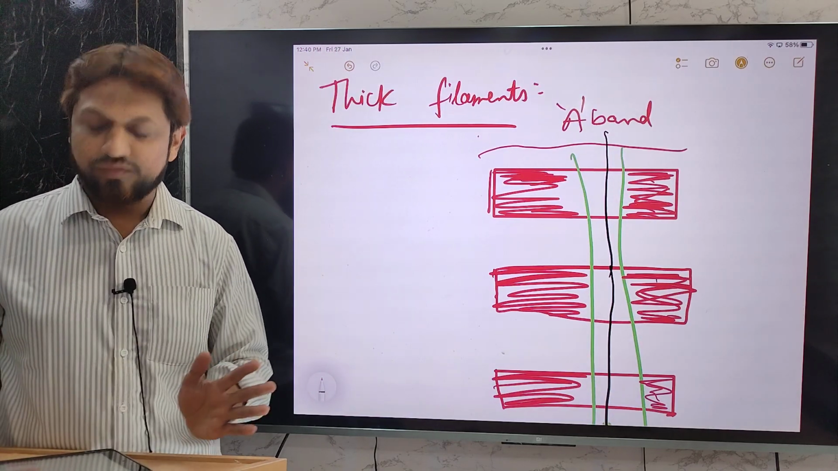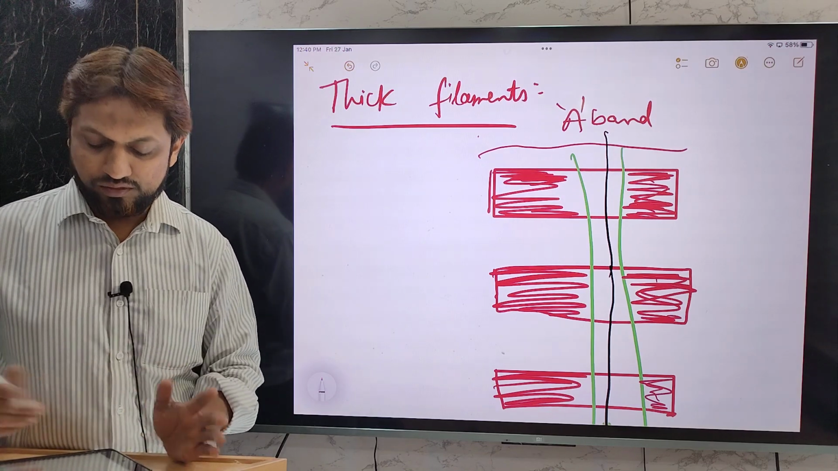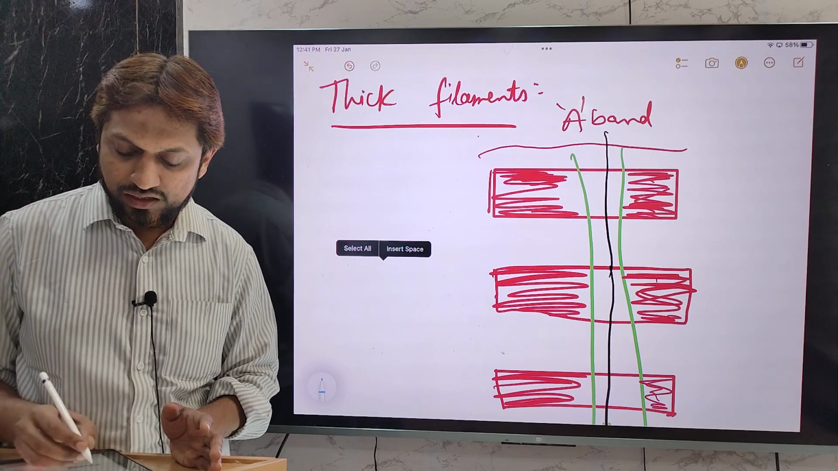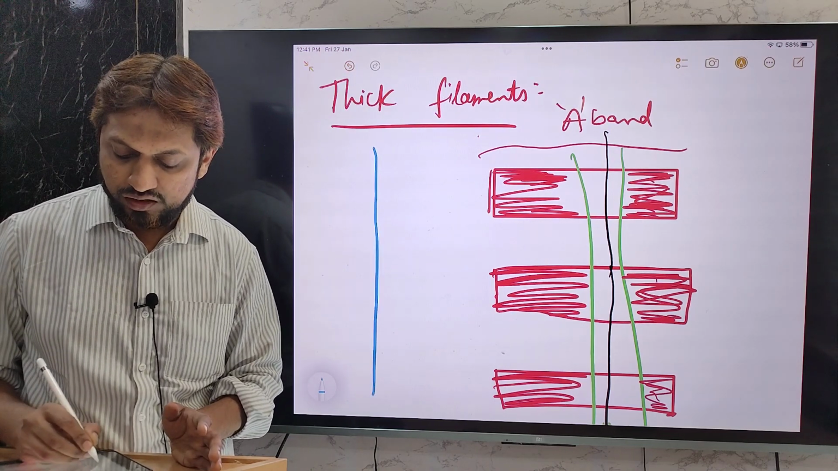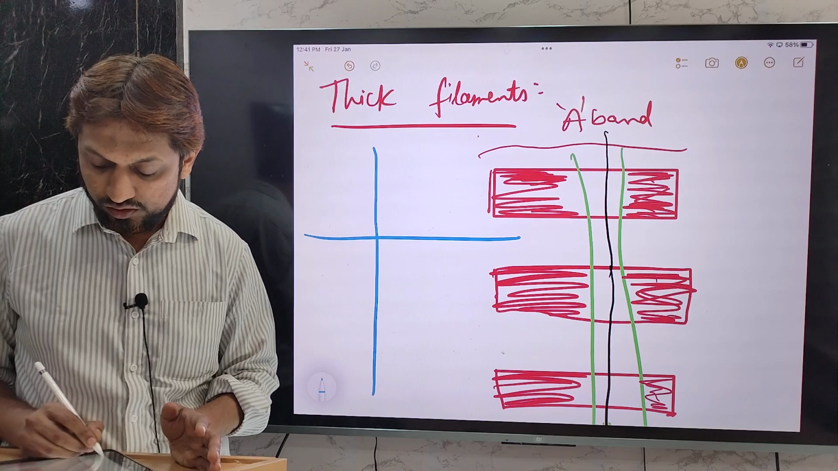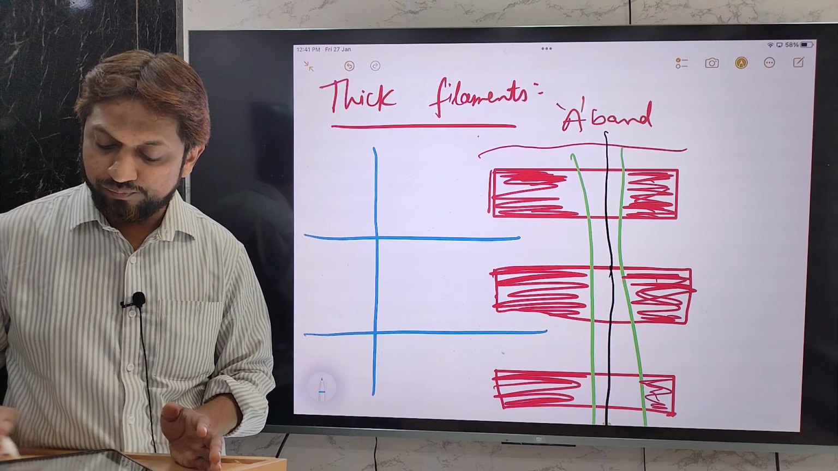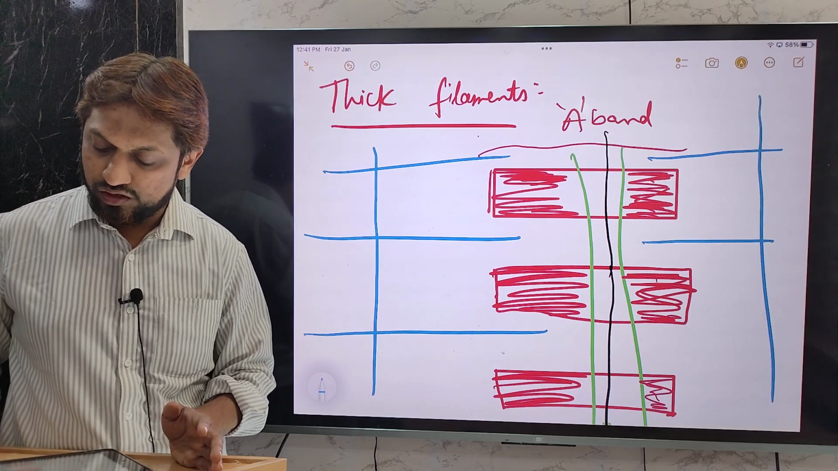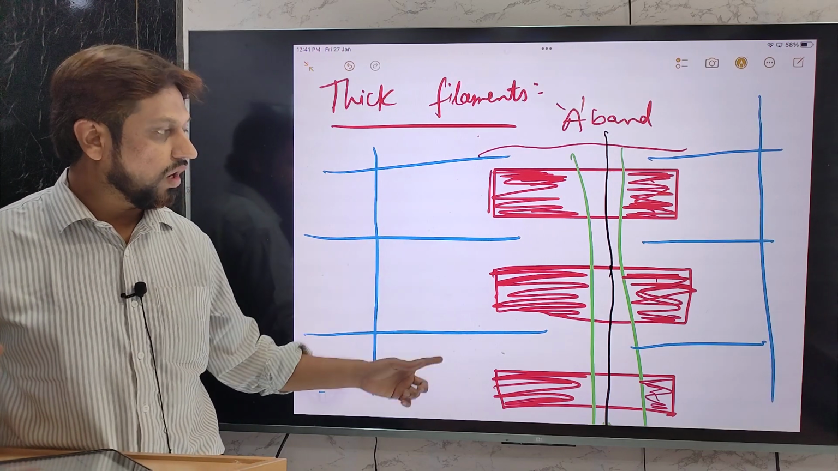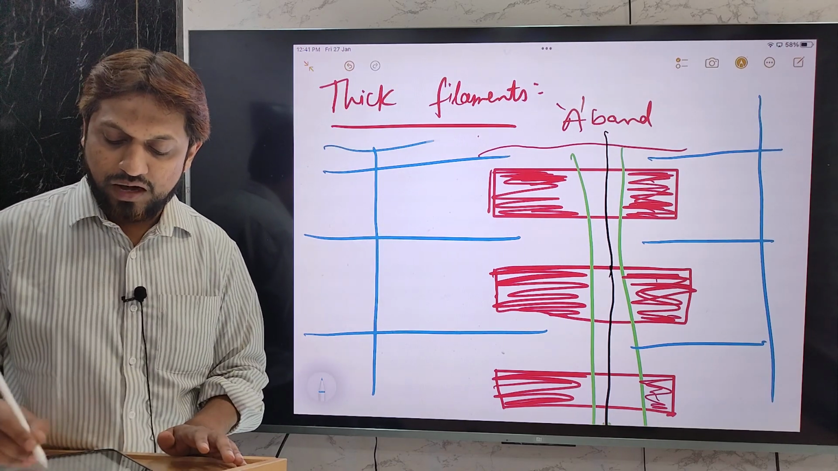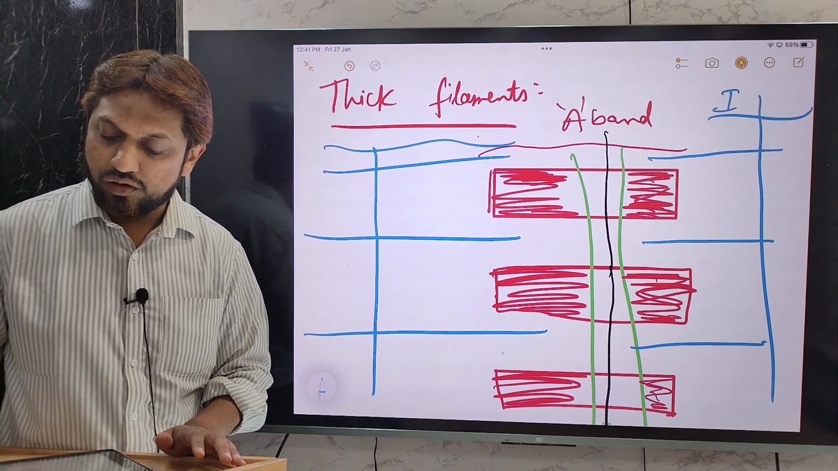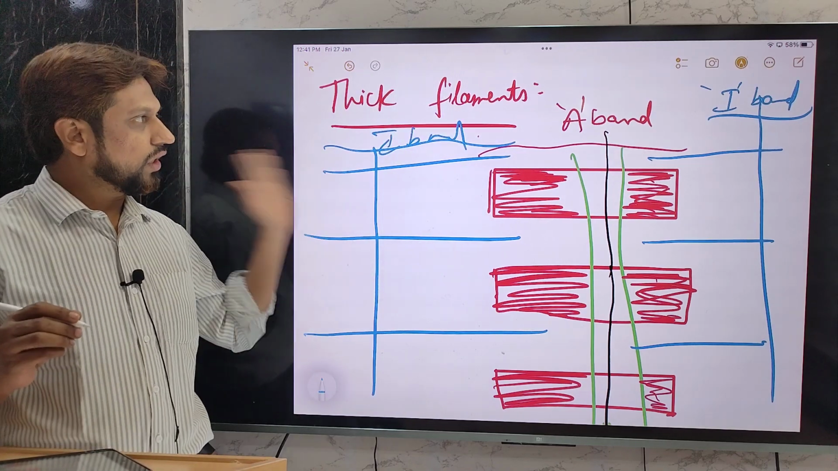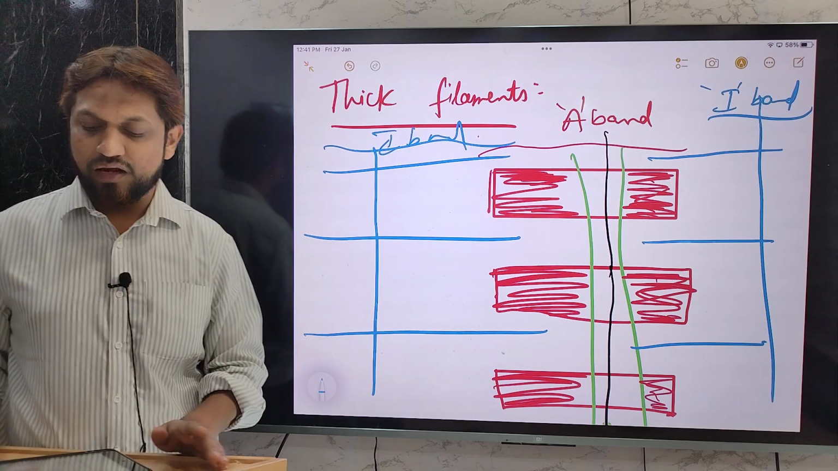Now on either side of this dark band there is the light band, also known as the I band. This I band mainly consists of the actin filaments and other protein filaments. What those protein filaments are, we'll discuss. So it is mainly made up of actin and others. With the help of these blue lines that I have drawn, this is the I band, the light band. Then again further it will continue as the A band, so alternate A and I bands will be there.